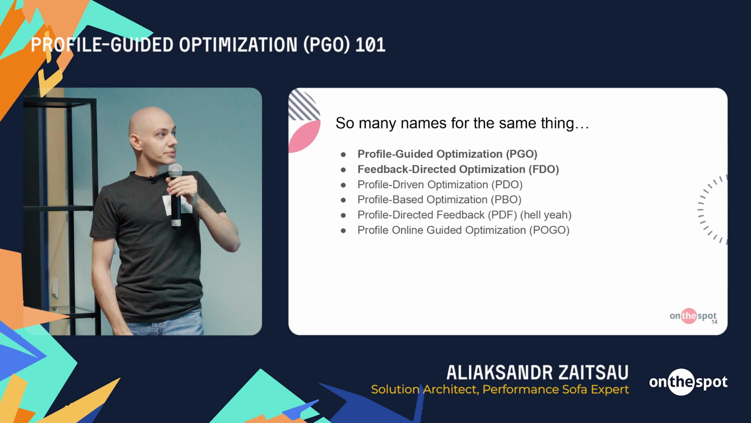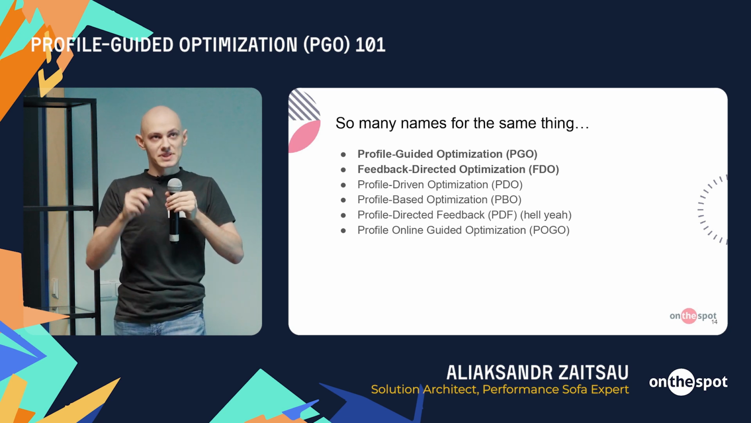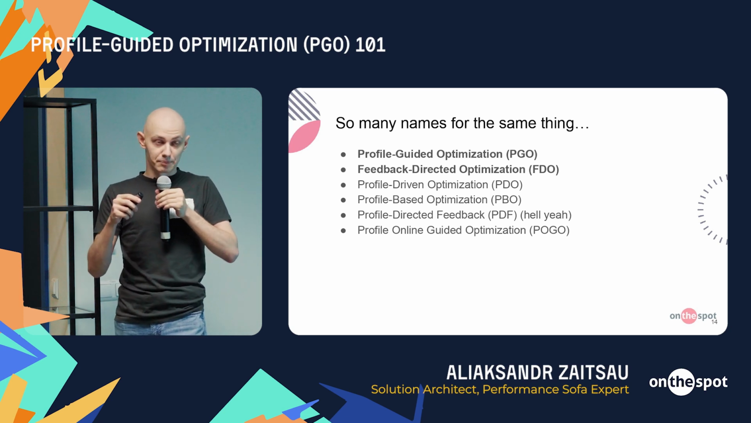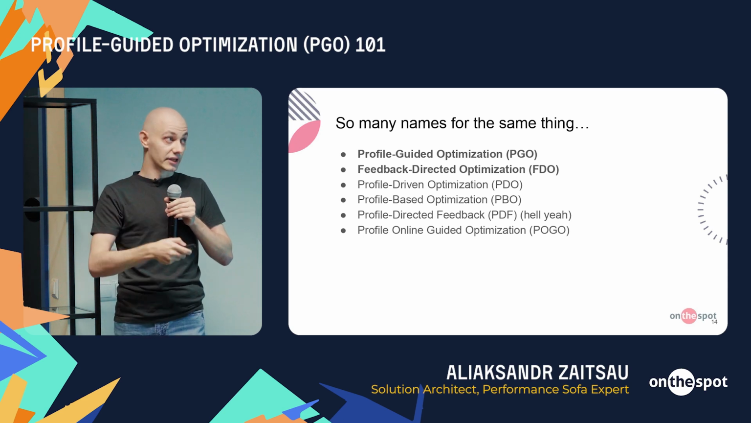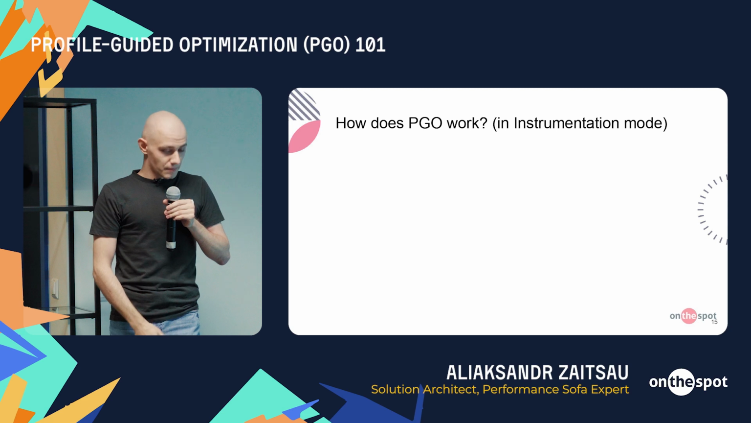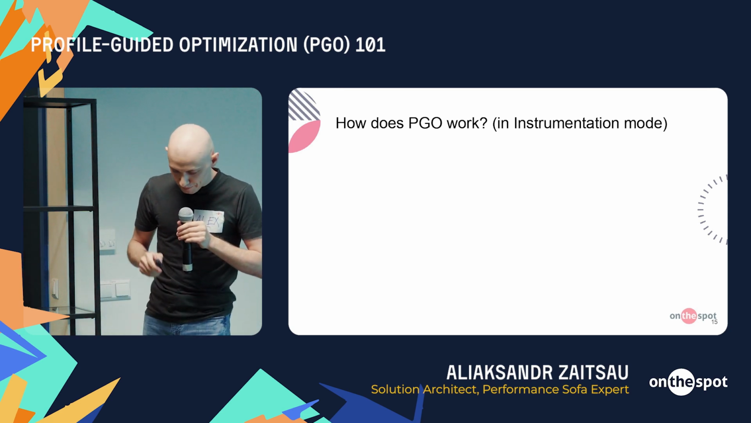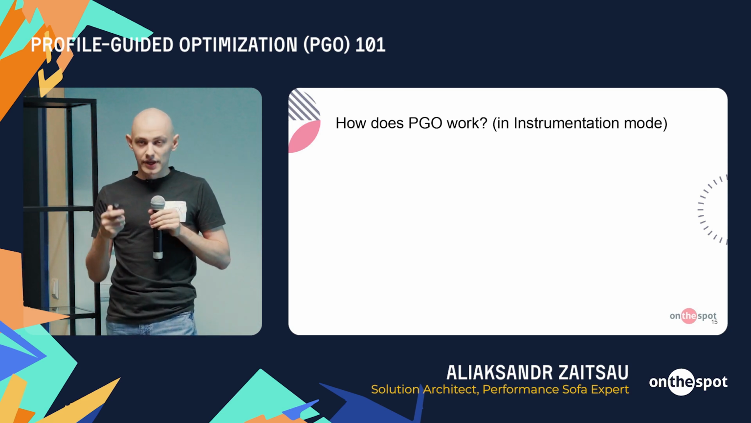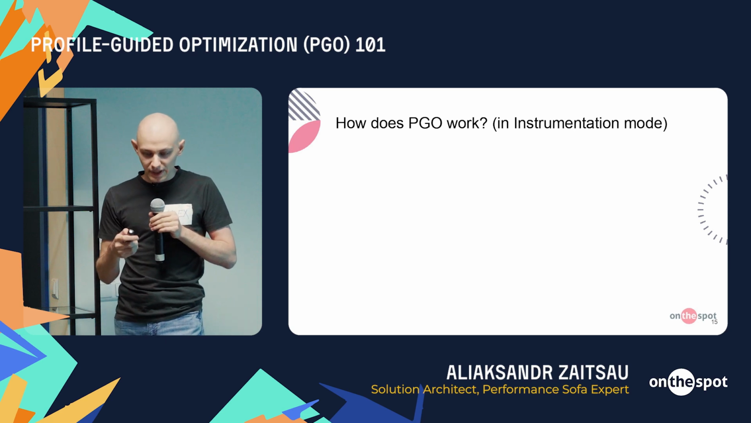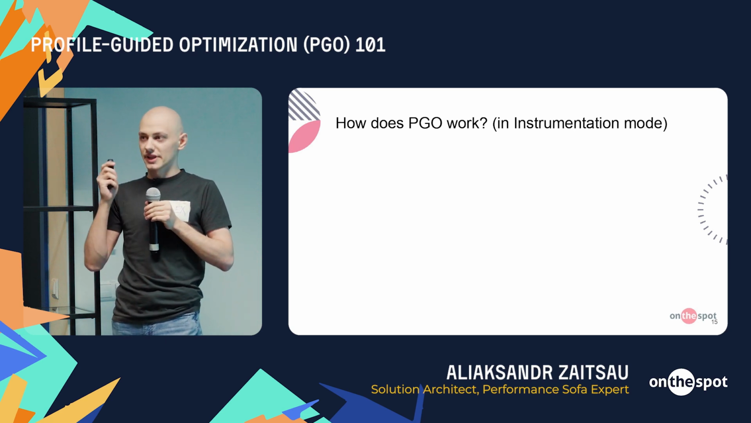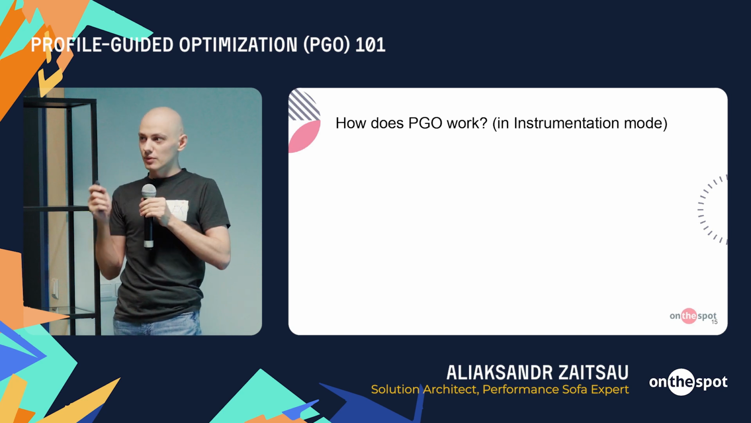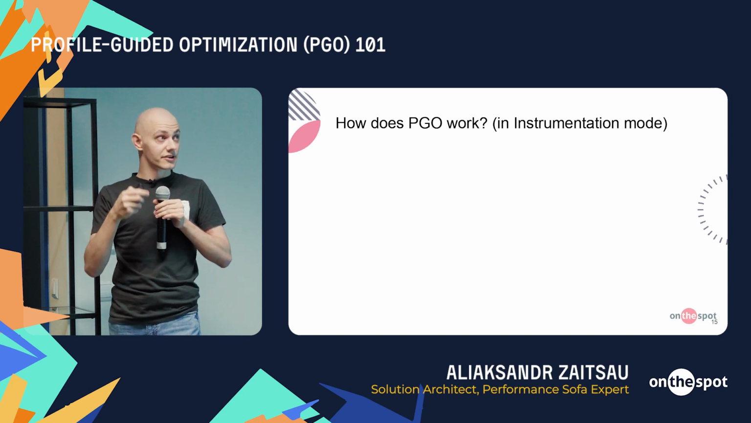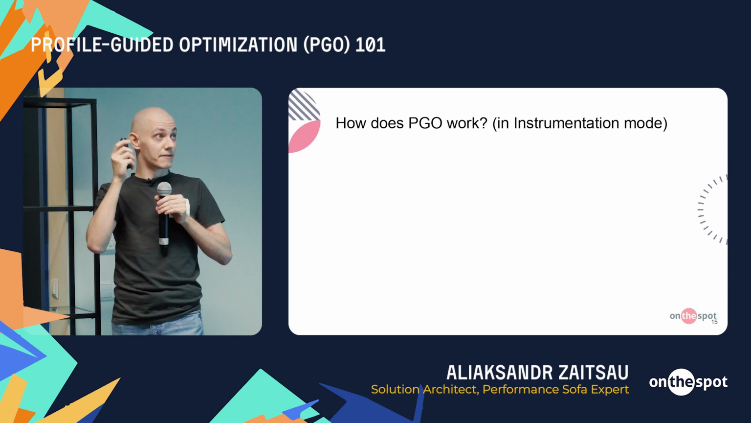Sometimes feedback-directed optimization is used for some special kind of PGO, which is called sampling PGO. We'll cover this topic a bit later. So, actually, PGO has a lot of ways how it can be implemented, but two major ways are instrumentation mode and sampling mode. The most simple one is instrumentation mode. We will start from exactly this mode.